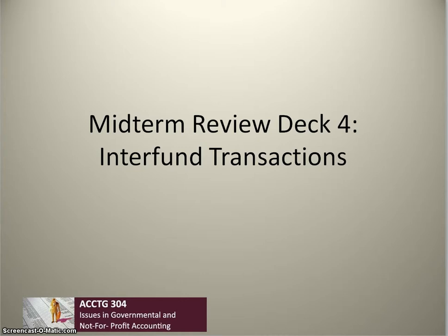A non-reciprocal exchange, also known as an interfund transfer, is when resources are transferred one way from one fund to another, not in exchange for any good or service. So it may be a transfer of cash, or it may be the transfer of other resources or assets. Finally, an interfund loan is when resources or assets are transferred from one fund to the other with the intention that the receiving fund will pay it back in the future, either in the short term or in the long term.